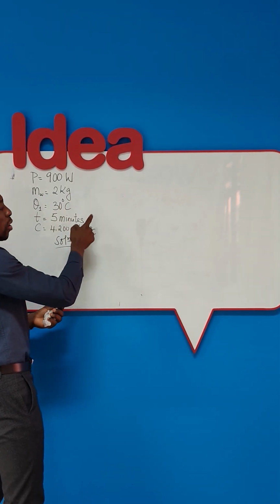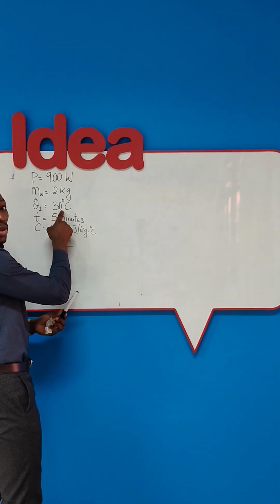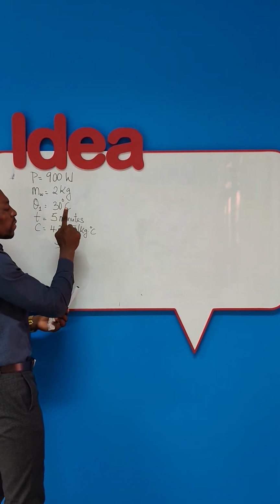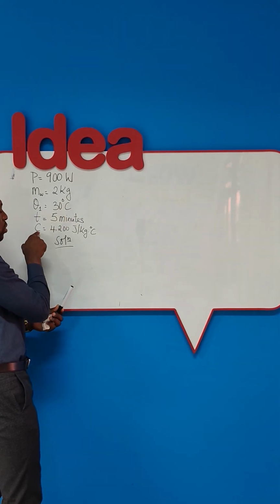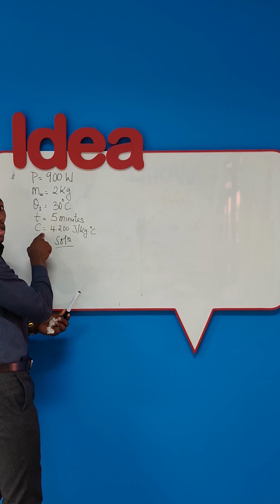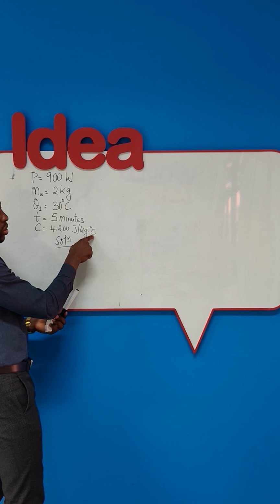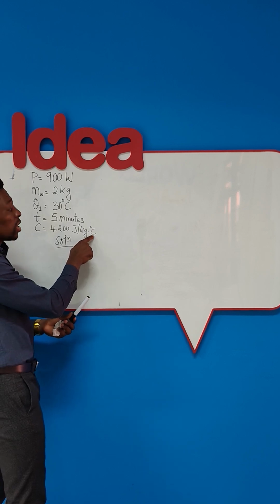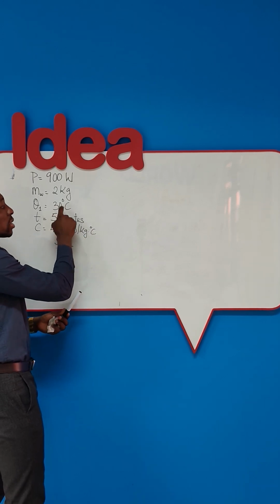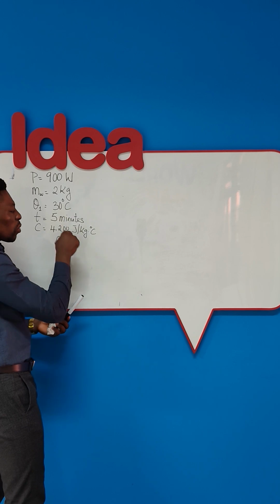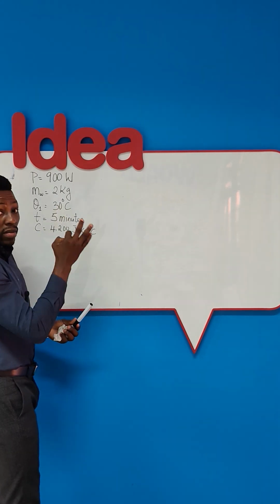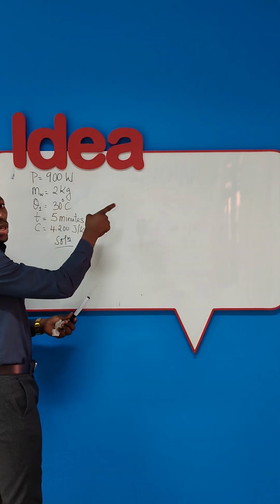I would have converted this 30 degrees Celsius to Kelvin, but looking at the unit in which the specific heat capacity has been expressed, I can see that the temperature there is in degrees Celsius. So there's really no need to convert this to Kelvin. Otherwise, if it was given in Kelvin, then there would be a need to convert.